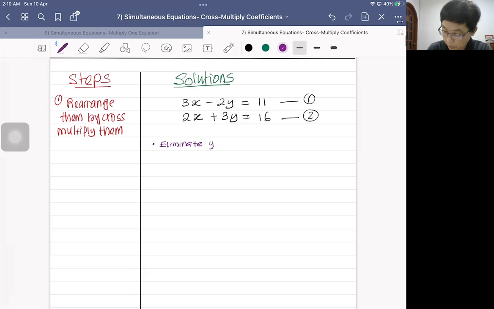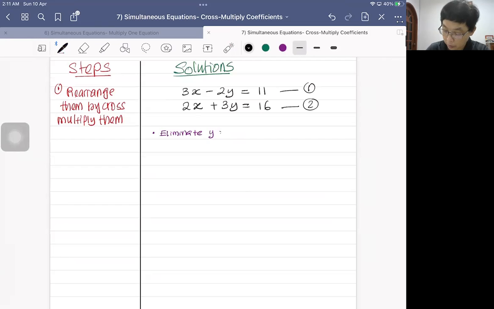Eliminate y. Okay, that's what we have in mind. So what we're going to do is take equation 1, multiply with 3, and then take equation 2, multiply with 2. You can put it like this, or you can just put it down here. If it helps you to avoid careless mistakes, you can always put it down there.